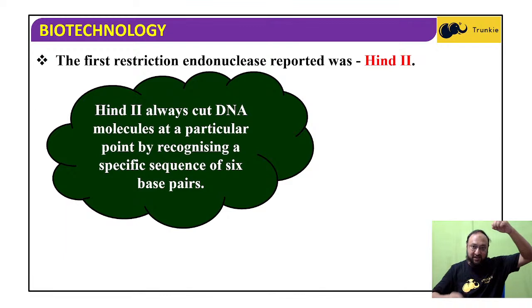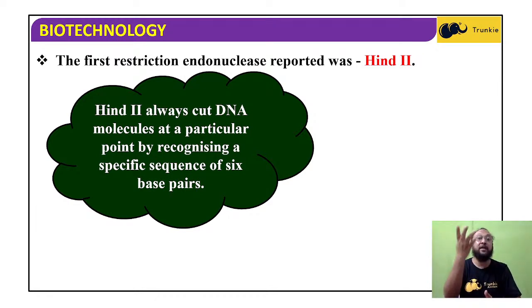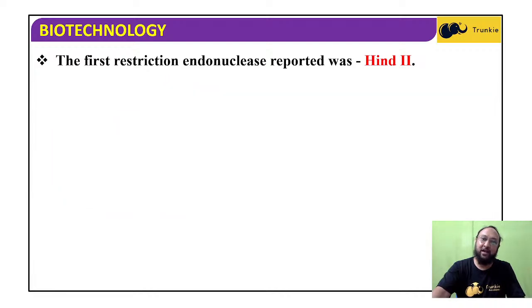Okay, this is the DNA long molecule. They recognize a site and cut at that site. So Hind2 always cuts at a specific site, like other restriction endonucleases. After recognizing a particular sequence of the DNA that has 6 base pairs, which is recognized by Hind2, it cuts there.